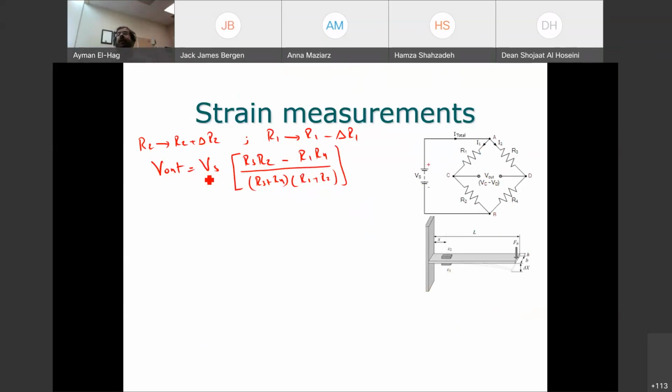The second thing, you need to know for this R, am I adding a delta R to it or subtracting a delta R from it? If the force on the strain gauge is an elongation force, then it will be increasing. If it is a compression force, then it will be decreasing. Now again, I will assume that R1 equal to R2 equal to R3 equal to R4 equal to R, and delta R1 equal to delta R2 equal to delta R.